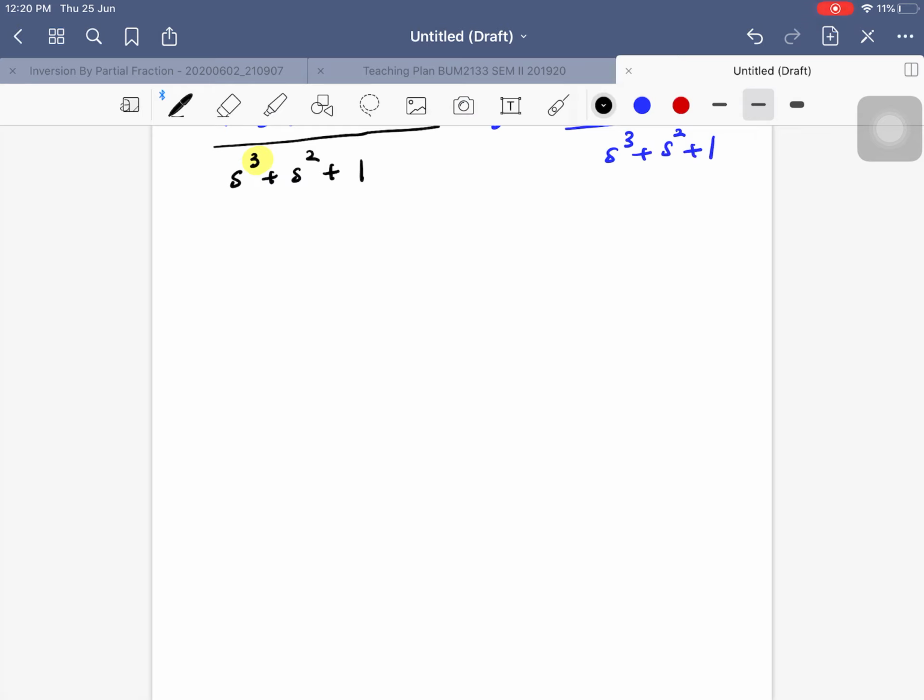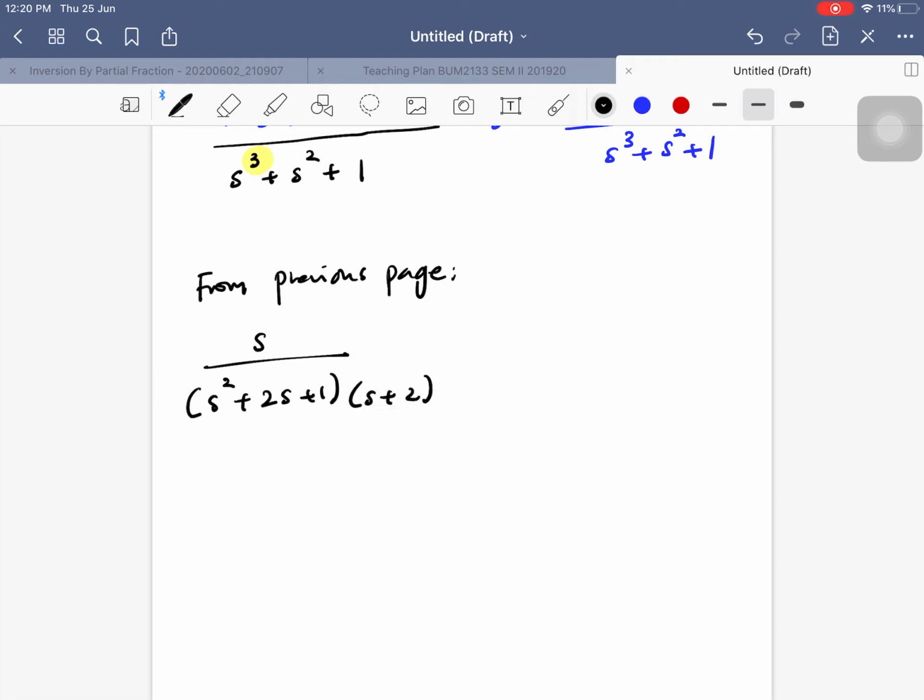So let's have a look at the example from the previous page. So from the previous page, we have a function of s over s squared plus 2s plus 1 being multiplied by s plus 2. So like I mentioned to you before, first of all, whatever that is not linear, we have to try to reduce it first, and this can actually be reduced to s plus 1 to the power of 2. So our function has now become s over s plus 1 squared, multiplied by s plus 2. And now I'm going to reduce this to smaller fractions, which are called partial fractions.